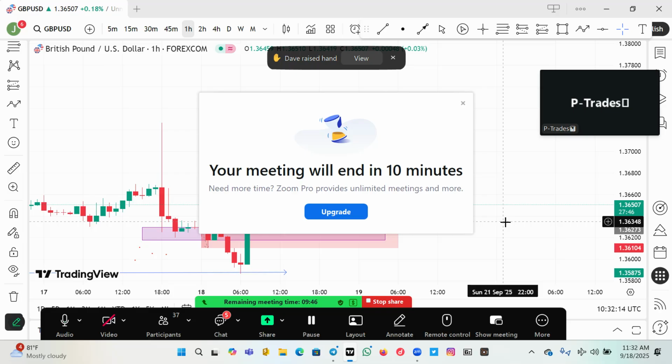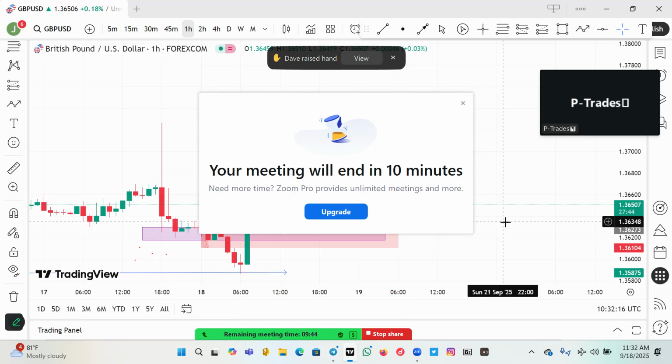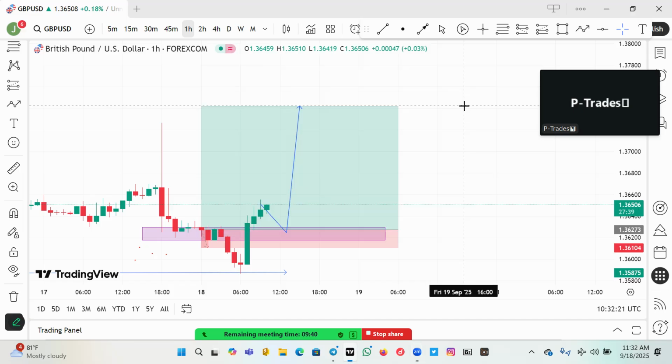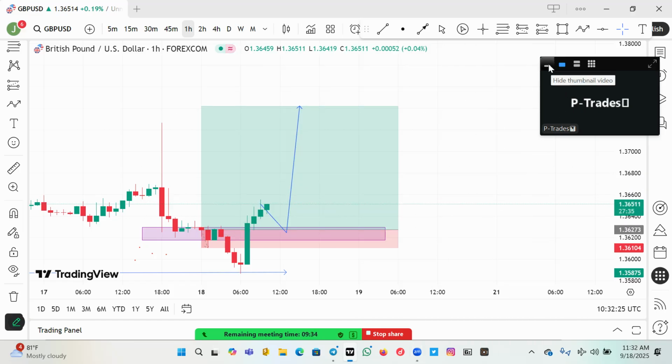All right. Now, it's not possible for your stop loss to be too wide all the time, right? It's not possible for your stop loss to be too wide all the time.